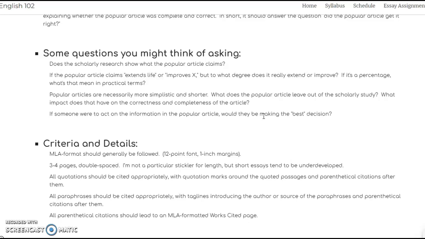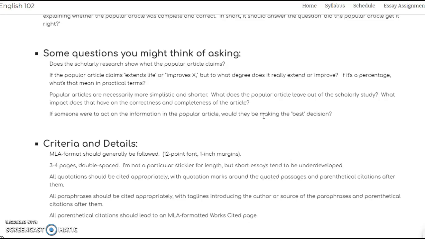Okay. Popular articles are necessarily more simplistic and shorter. What does the popular article leave out of the scholarly study? What impact does that have on the correctness and completeness of the article? In other words, obviously they're not explaining maybe all of the details about how the study population was put together or something of that sort. How does that impact whether or not the reader of the popular article gets all of the information that's necessary? Finally, and I think this is the key question, if someone were to act on the information in the popular article, would they be making the best decision? Okay? You don't have to answer all these questions. They're just things I want you to ruminate on as you're working on this essay.